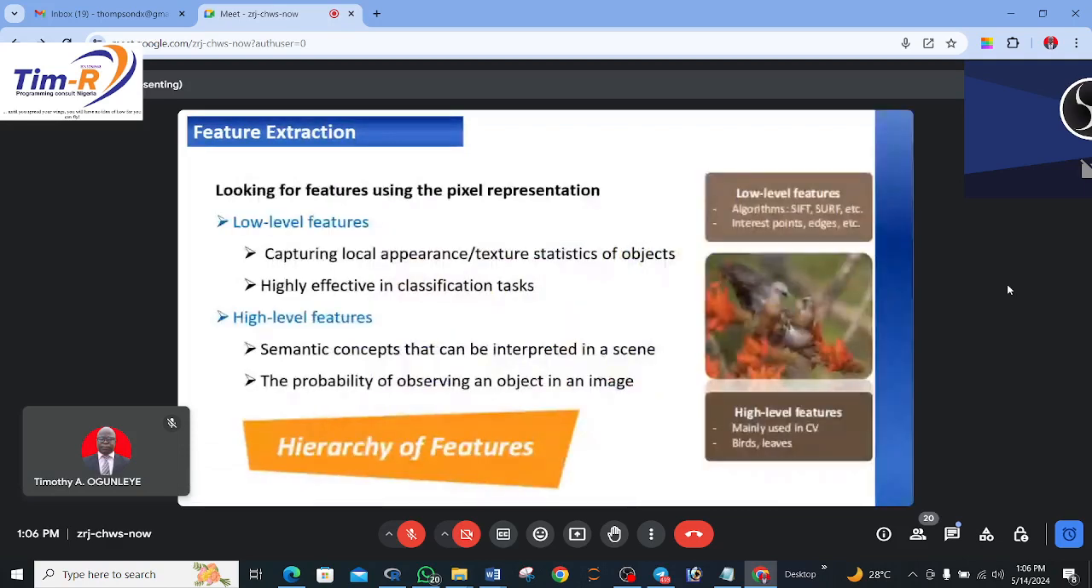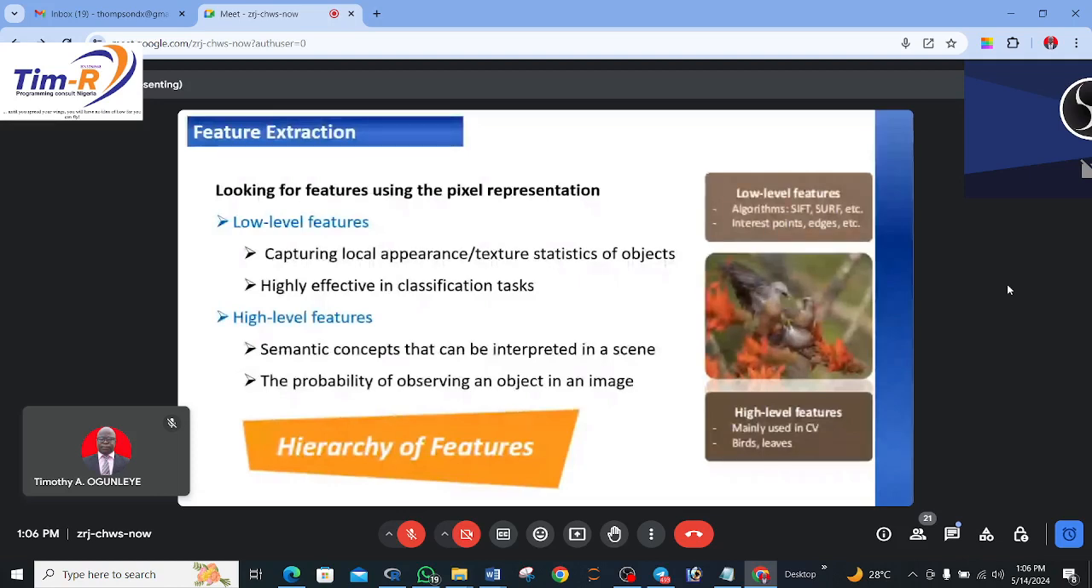Now, still on feature extraction, looking for features using the pixel representation is one way of looking for features. We have the low-level features and the high-level features, which are the hierarchy of features that we have. What do we call low-level features? It has to do with capturing local appearance or texture statistics of objects, and it is highly effective in classification tasks. When we want to classify something, we use the low-level features. That's one thing we need to consider.